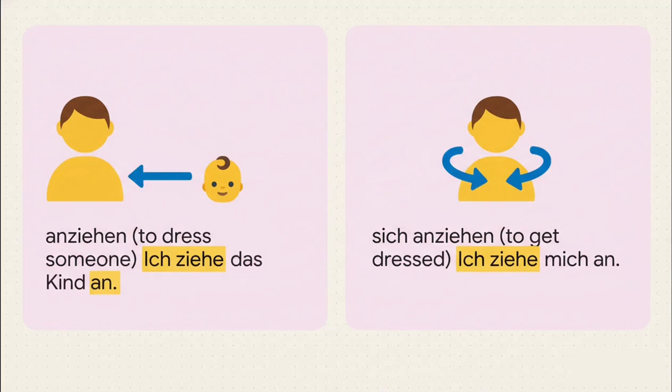And here we go again. It's the exact same logic. Ich ziehe das Kind an. I'm dressing the child. The action is going outward to someone else. But the second you add that reflexive pronoun, ich ziehe mich an. Now I'm getting dressed. I'm dressing myself. The action comes right back to me. You starting to see that pattern now?